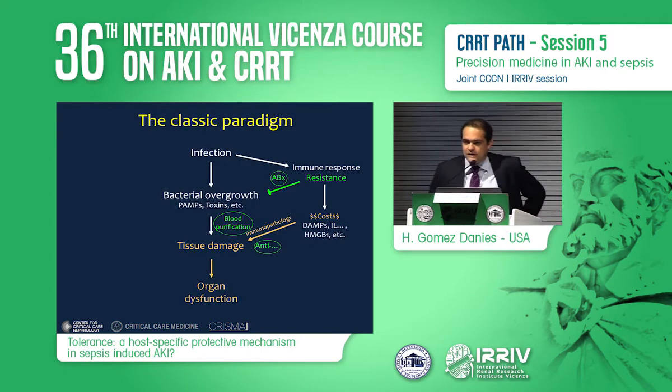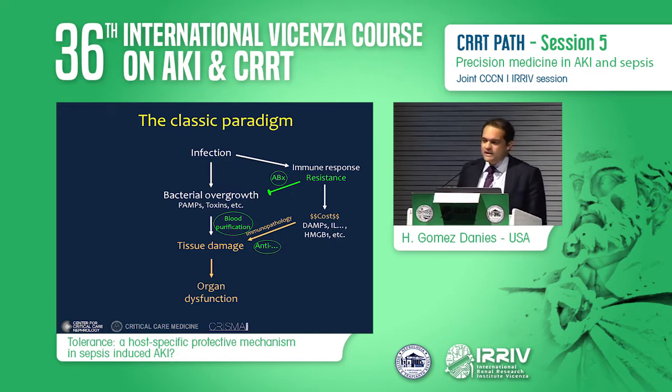And we've traditionally understood this, and forgive me for the simplified version of the scheme, but basically the paradigm renders that there's an infection, bacterial overgrowth, and of course there's an immune response that is triggered. And we're going to call that immune response right now resistance, which is going to be the capacity of the host to control that bacterial burden, to eliminate bacteria from the body. And we all know that that tries to decrease this bacterial overgrowth, and by those means try to decrease tissue damage and decrease organ dysfunction.